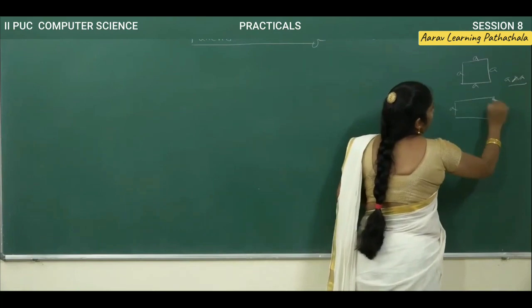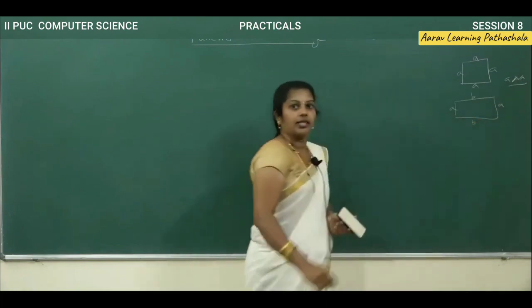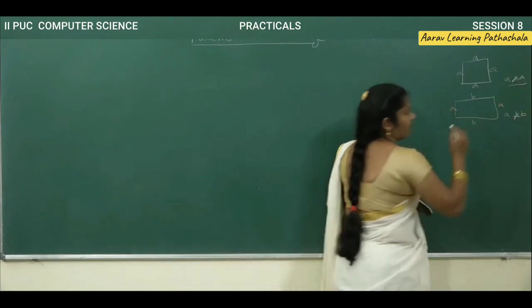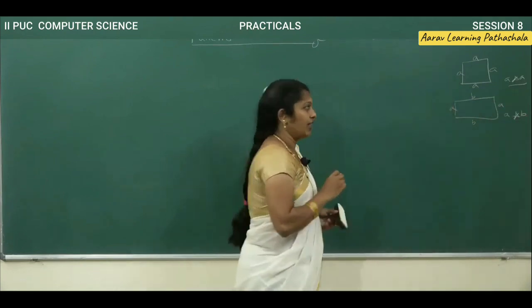For example, these two are A and this will be B. Then how to find area of a rectangle? That is A into B we have to write.